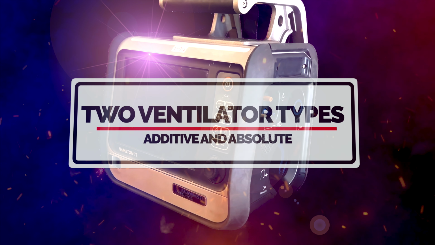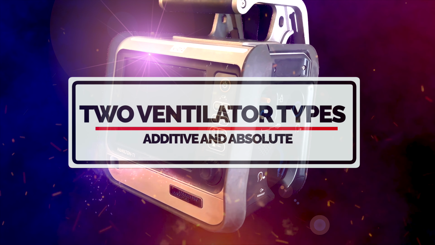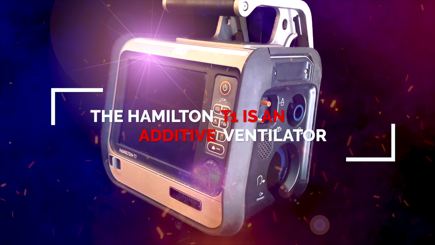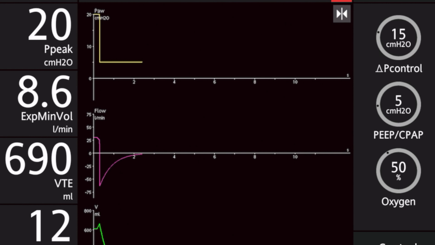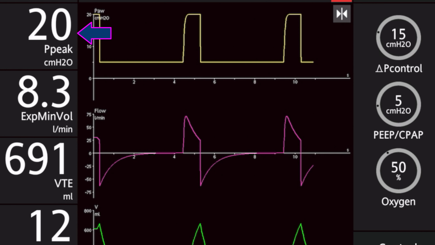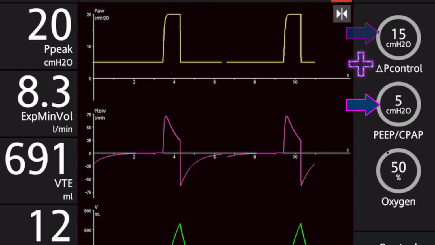There are two basic kinds of ventilators when we talk about calculating pressure. They are additive and absolute. The Hamilton T1 is an additive ventilator, and I can prove it to you easily. Here we are in a pressure mode of ventilation. My PEEP is 5 and my peak control is 15, making the breath-by-breath peak pressure I deliver to the patient 20.